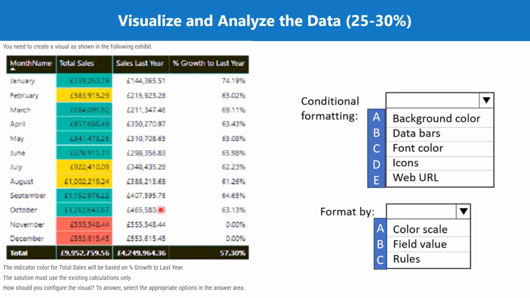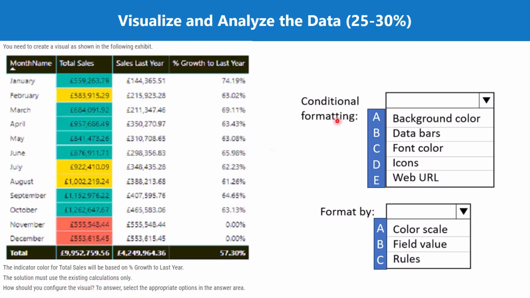Question 11. You need to create a visual as shown in the following exhibit. So this is a visual that we want to create. The indicator color for total sales will be based on percentage growth to last year. The solution must use the existing calculations only. How should you configure the visual?